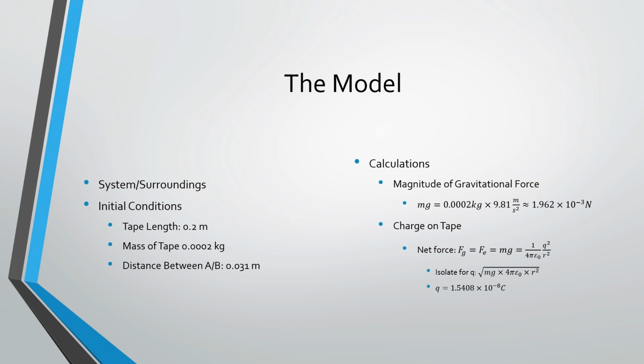We set F sub G equal to F sub E, then we isolated for Q, which we got Q equal to the square root of mg times 4 pi epsilon naught times r squared, and that ends up working Q out to be 1.5408 times 10 to the negative 8, as we showed on the earlier slide.